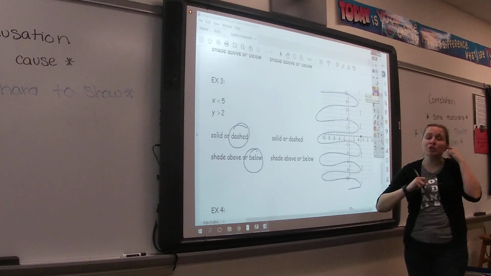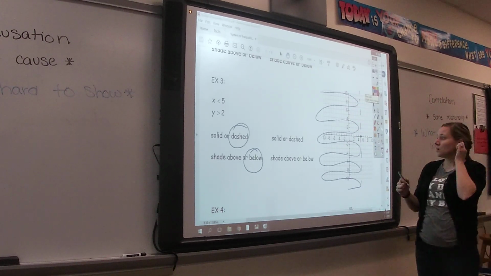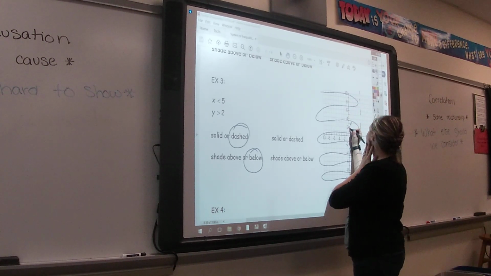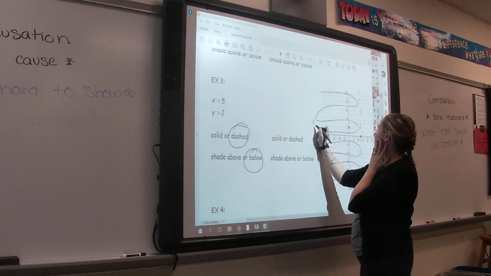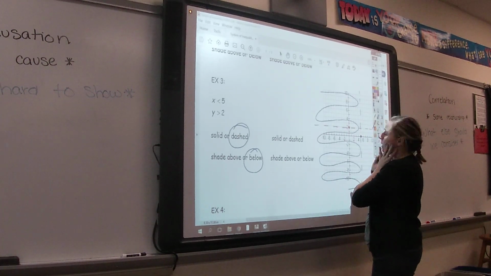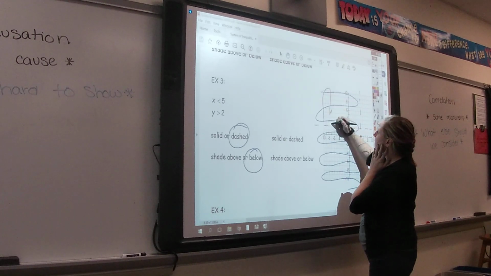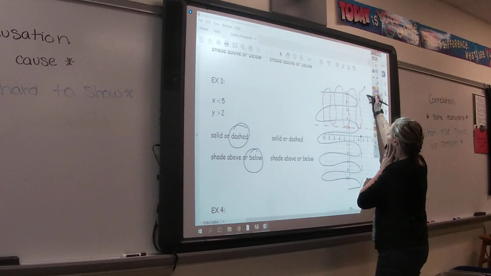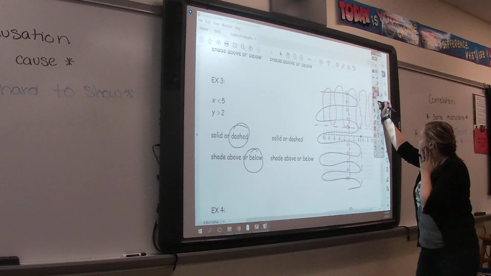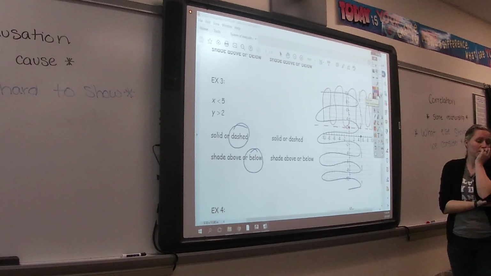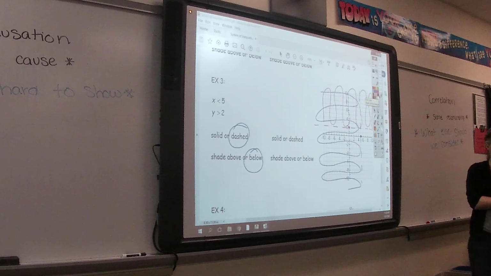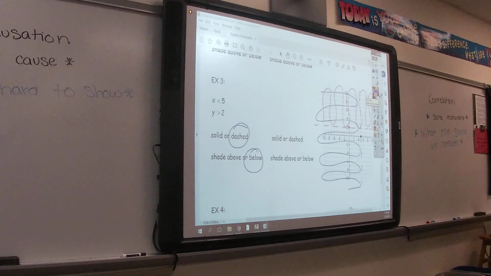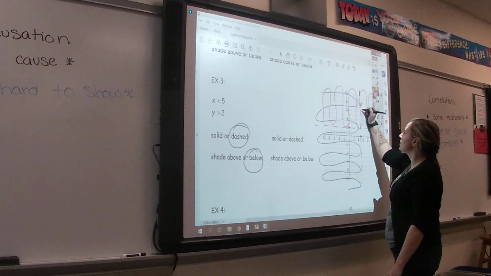Okay, so y equals 2 is what type of line? Horizontal. So I'm going to go to 2, and I'm going to make a dashed line, and I'm going to shade above. So where's my answer on this one? Top left. Right, this space.